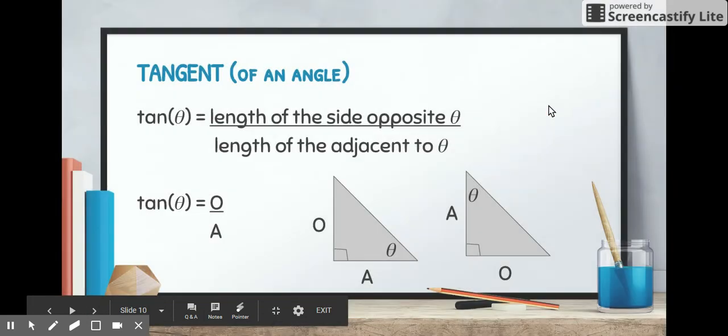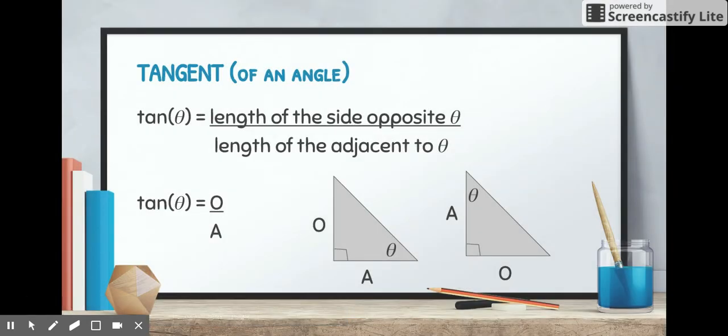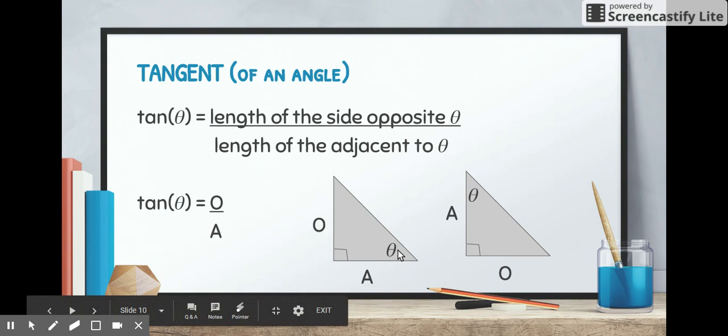The last trig ratio we're going to talk about is tangent. So if you take tangent of theta, that's going to be equal to the length of the side opposite theta divided by the length of the adjacent side to theta. So you get tan of theta is equal to O over A. So you have your opposite side divided by your adjacent, and that's going to equal a tangent of whatever this number is. And theta would be a number, just like your opposite and adjacent sides would be a number. Again, you have your opposite and your adjacent sides.